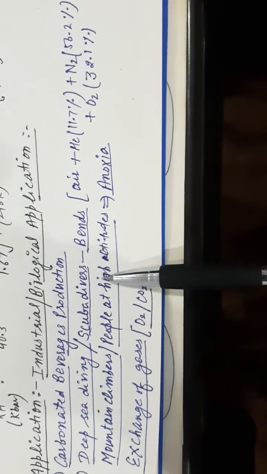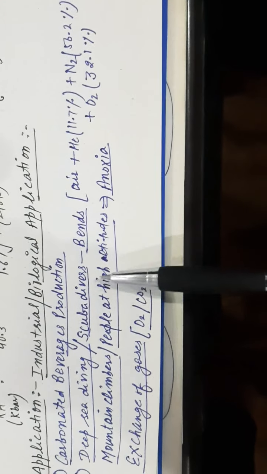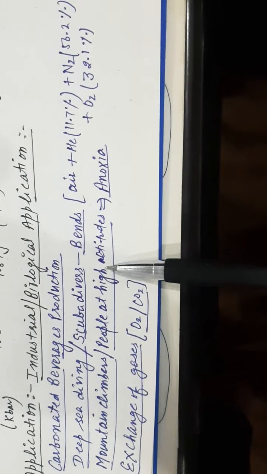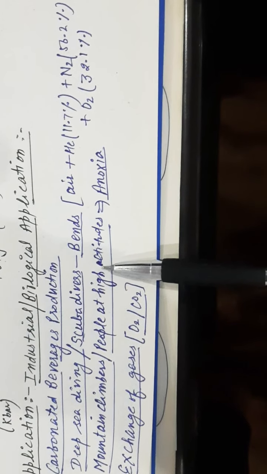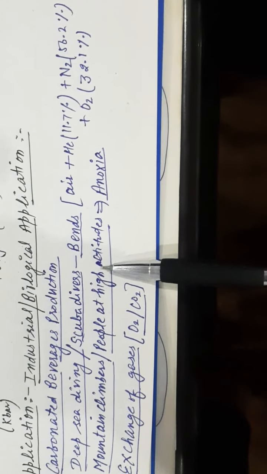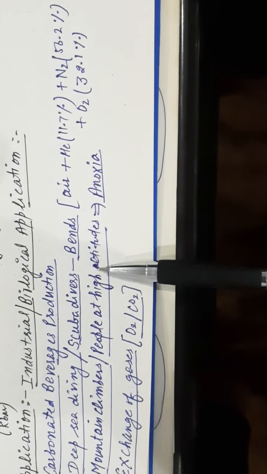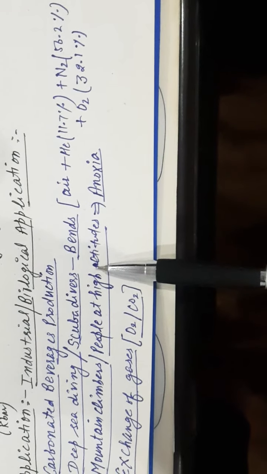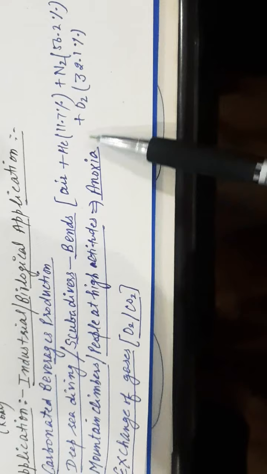To avoid the bends or this toxic effect, we have to dilute the cylinder or tank with helium gas, that is 11.7% helium gas, 56.2% nitrogen gas, and the rest 32.1% oxygen, which removes the bends.